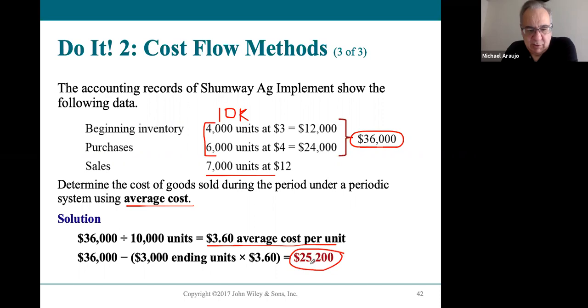$25,200. Or as your book puts it, this is the total amount of inventory minus the inventory they already have left over, which is 3,000 units at $3.60, which would give you the difference, which is your cost of goods sold.